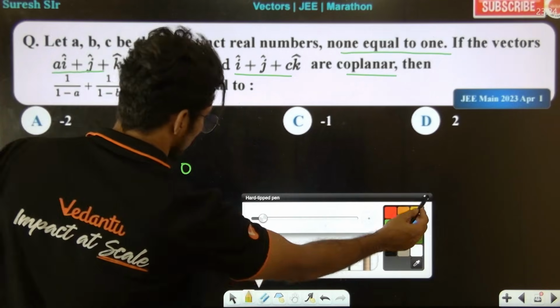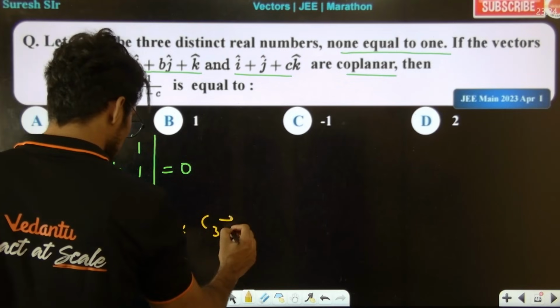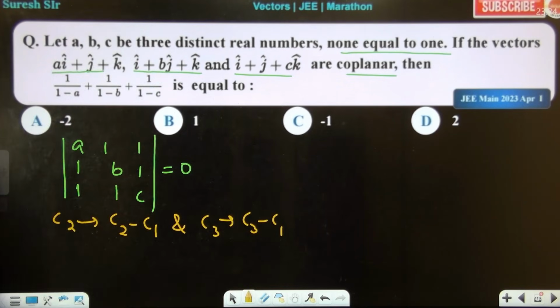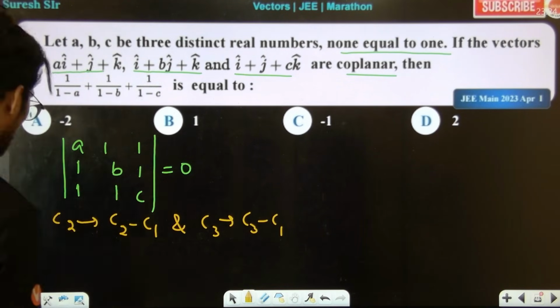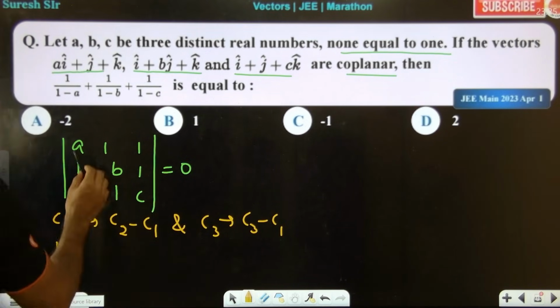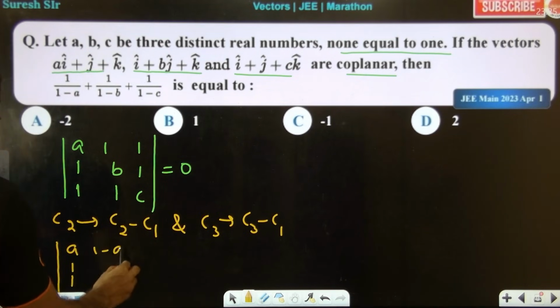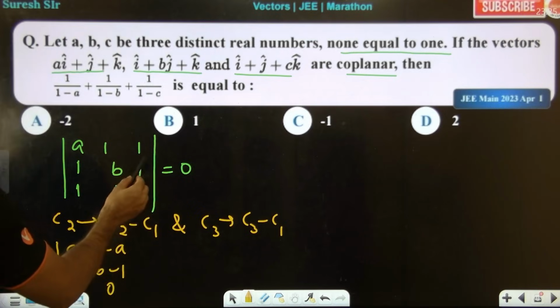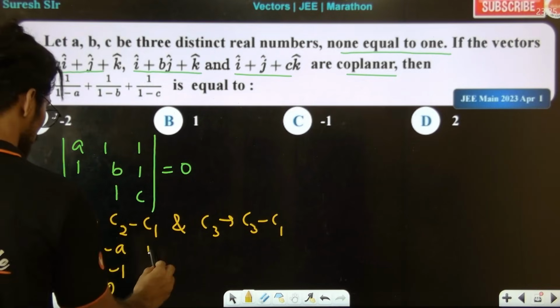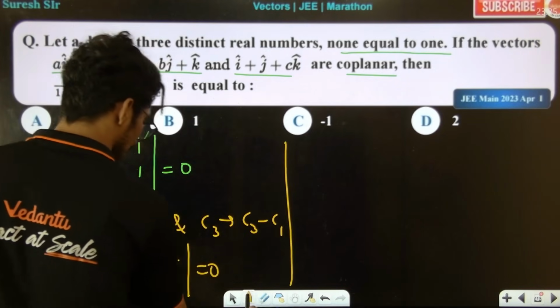Let me use C2 changes as C2 minus C1. Can we do this like that? Yes or no? C3 changes as C3 minus C1. Check. Sir, if I do this, what am I going to get? How is the determinant going to look? C1 is not going to be changed: A, 1, 1. C2 becomes C2 minus C1, so 1 minus A, B minus 1, 1 minus 1 which is 0. C3 becomes C3 minus C1, so 1 minus A, 0, C minus 1. This is equal to 0. Yes or no?